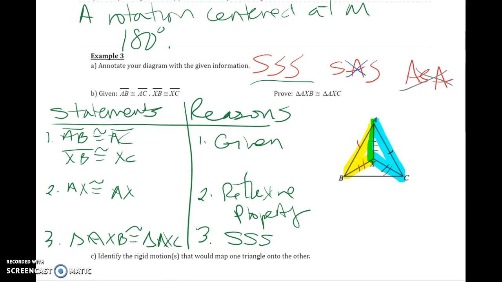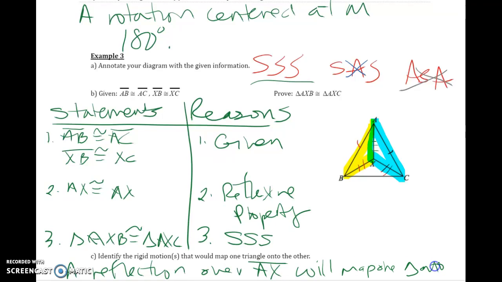So identify the rigid motion that would map one triangle onto the other. So that would be a reflection over AX would map one triangle onto the other. And that's it.